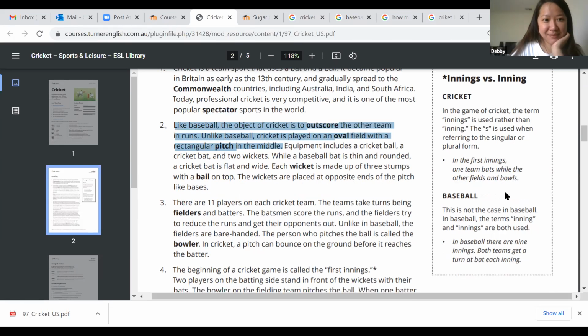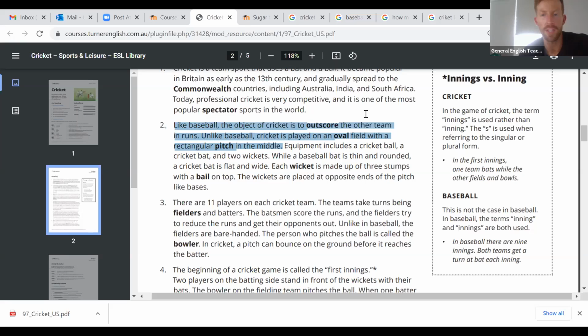Tien. Like basketball, the object of cricket is to outscore the other team in runs. Unlike basketball, cricket is played on an oval field with a rectangular pitch in the middle.